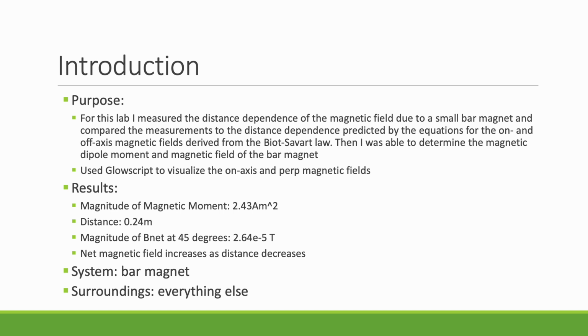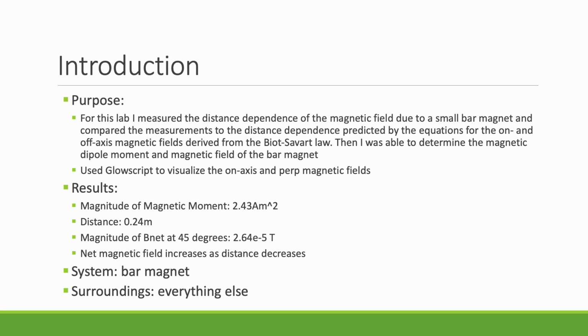So, the purpose of this lab. For this lab, I measured the distance dependence of the magnetic field due to a smaller bar magnet and compared the measurements to the distance dependence predicted by the equations for the on and off axis magnet fields derived from the Biot-Savart law. And then I was able to determine the magnetic dipole moment and magnetic field of the bar magnet. We also used GlowScript to visualize the on-axis and perpendicular magnetic fields.